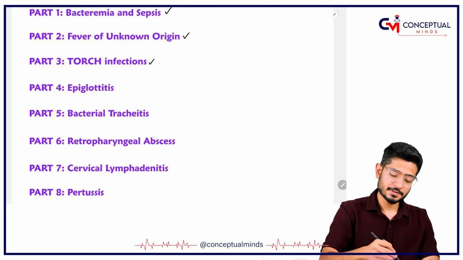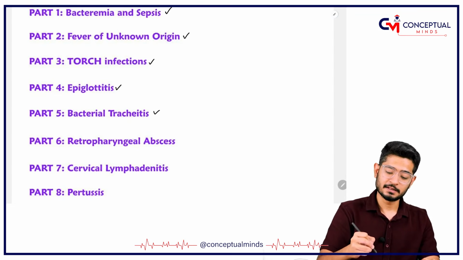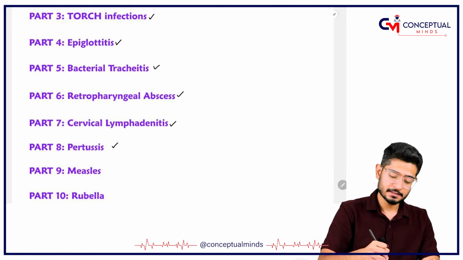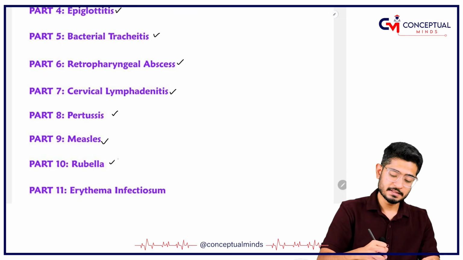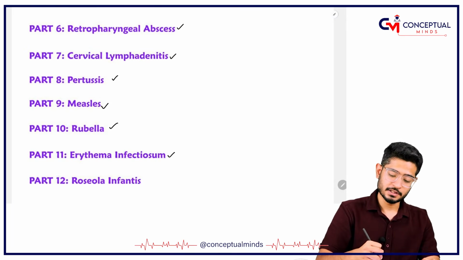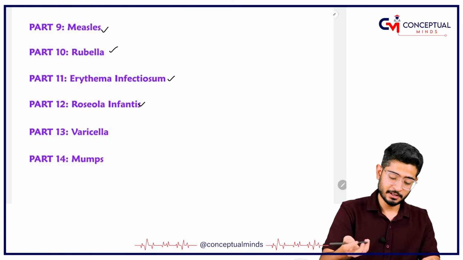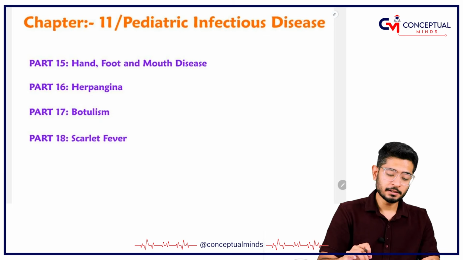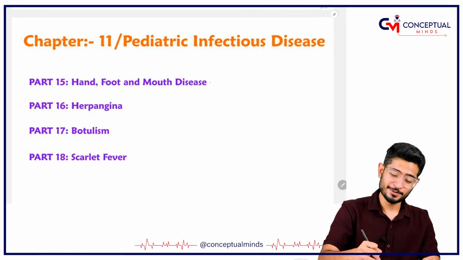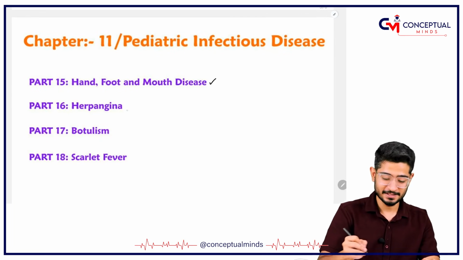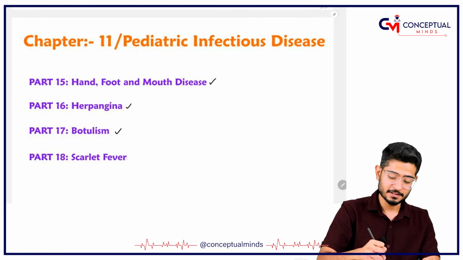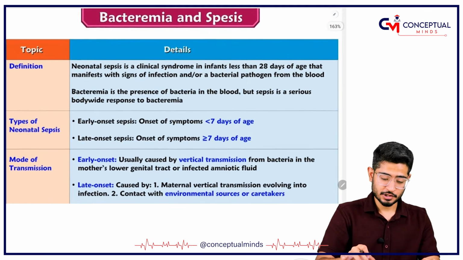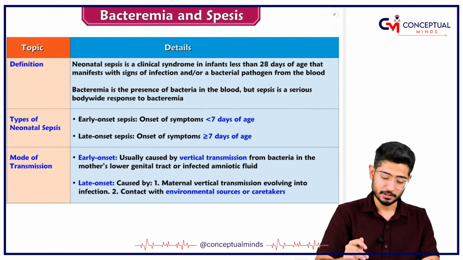Then we'll have a discussion on epiglottitis, tracheitis, retropharyngeal abscess, cervical lymphadenitis, pertussis, measles, rubella, erythema infectiosum, roseola infantum, varicella, and mumps. We have some more diseases also, like hand, foot, and mouth disease, herpangina, botulism, as well as scarlet fever. Starting with the basic discussion of what we mean by bacteremia and what is sepsis.